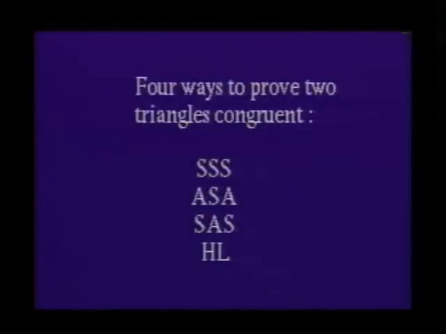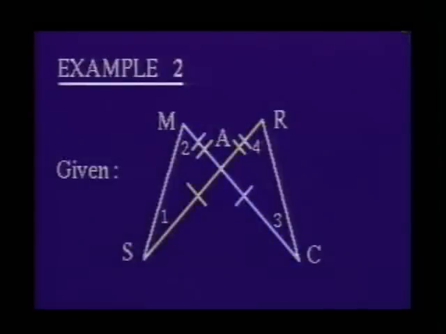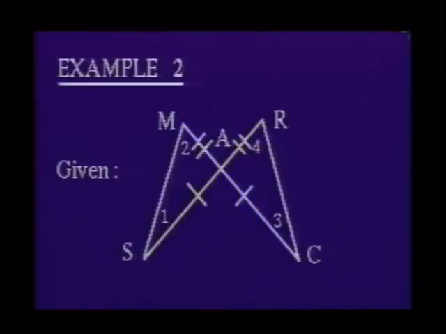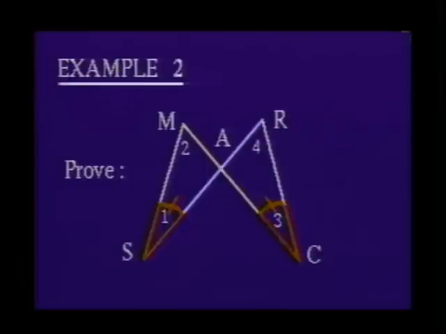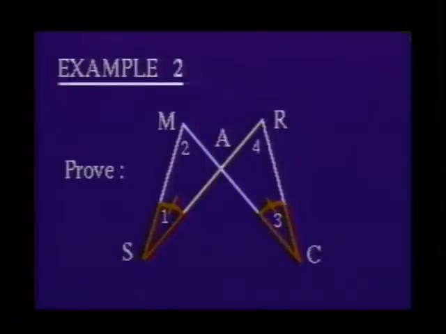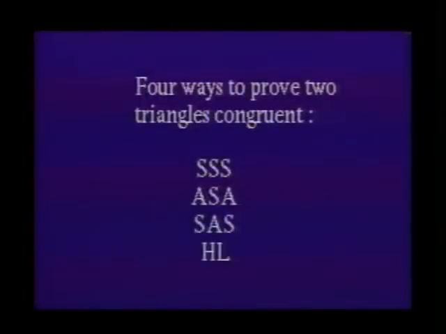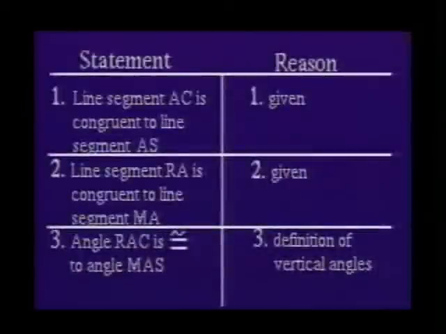Upon investigating the use of side, angle, side to prove the 2 triangles congruent, we find this to look promising since angle MAS and angle RAC are vertical angles, and by definition they are congruent. Once we have proven that the 2 triangles are congruent, then we will know that angle 1 and angle 3 are congruent since they are corresponding parts of congruent triangles. Now that we have developed an informal plan, let's write the proof.